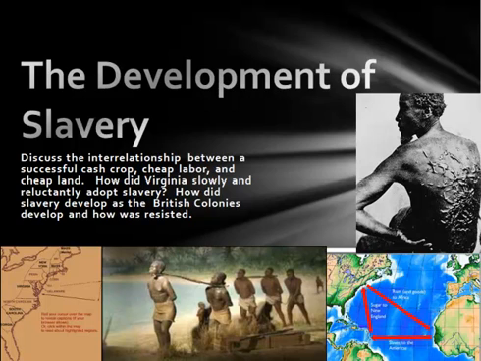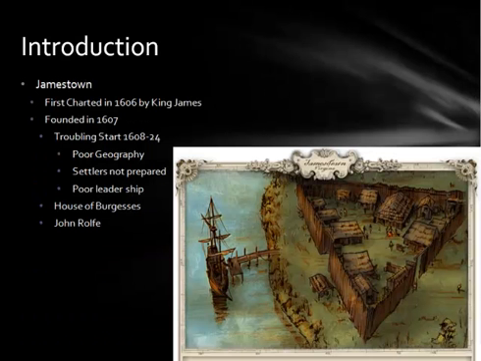I want to give a little bit of an introduction before we get to concept one. It's important to understand where slavery begins. It begins in Virginia, specifically with the development of Jamestown, beginning in 1606, when King James I issued the first Virginia charter. The document authorized the London Company to establish plantations in Virginia.